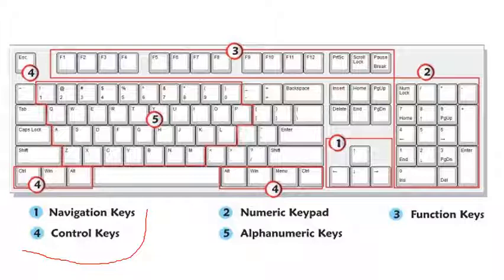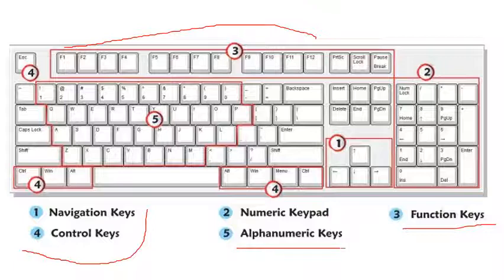Second one is numeric keypad. Sometimes we use our keyboard as a calculator, so for that we use these keys like a calculator or for some functions. Another one is function keys. Function keys are located from F1 to F12. These are used for special or particular functions. Fourth one is control keys, that is CTRL button, shift button or alt button. These are located on both sides of the space bar. And the fifth one is alphanumeric keys. These buttons are used to type letters or numbers.